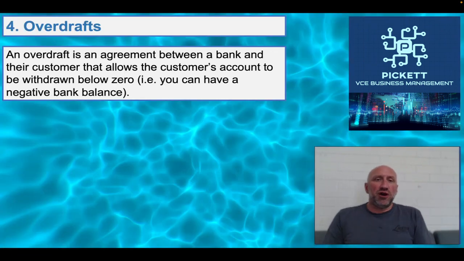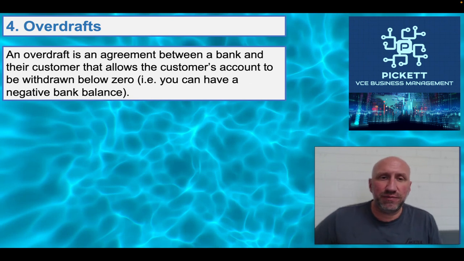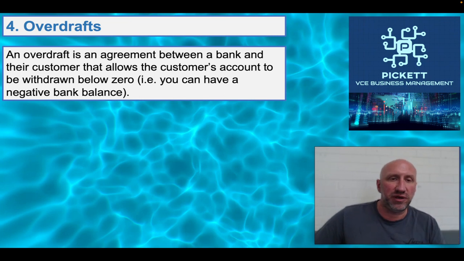Fourth one was overdrafts. This is simply an agreement between a bank and a customer that allows your customer's account to be withdrawn below zero. Okay, so you can have a negative bank balance. This also applies to people as well.